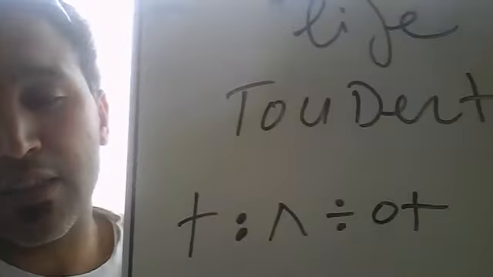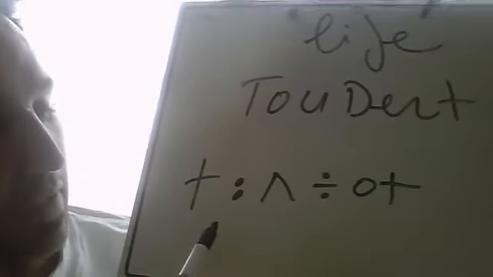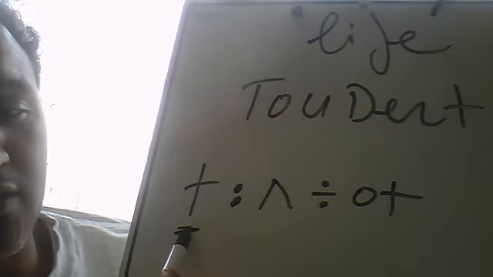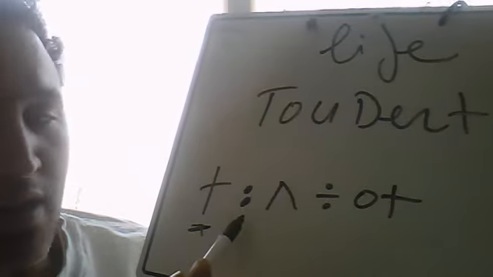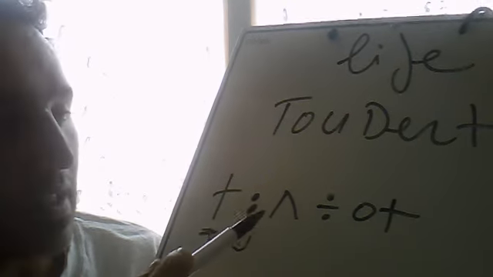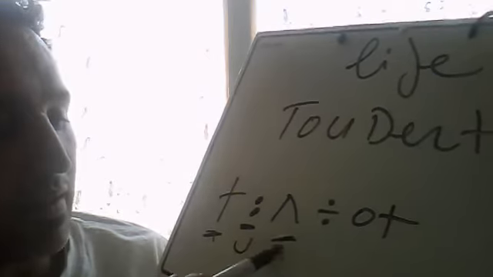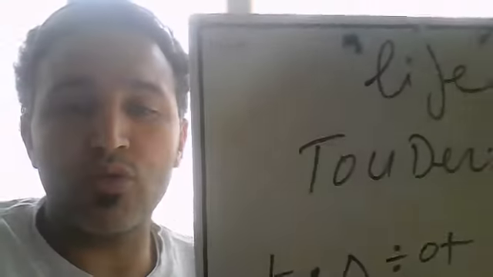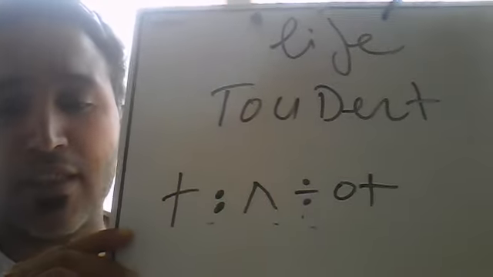So tudert, it's C here. I think we already saw this letter. What is it? Yes, it is T. It's U. D. This is E. R and T. Tudert. It is life. Can you say again? Tudert is life.